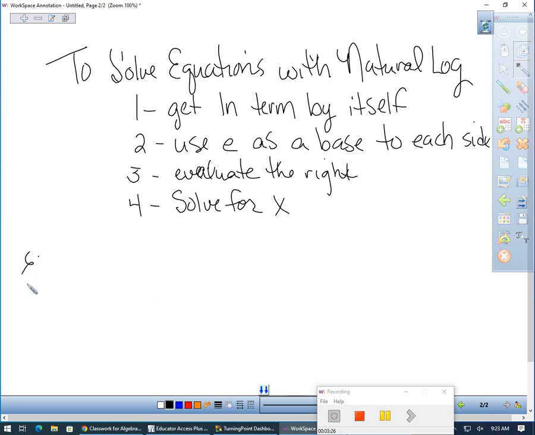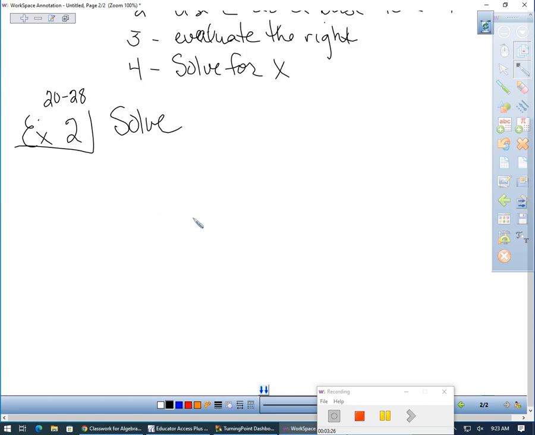All right, so here's our example number 2. I'm simply going to ask you to solve using these steps. This is what you are doing for 20 through 28 today. All right, so if I give you something that looks like this, we have the natural log of 2x equals 3. Well, first of all, the natural log term is already by itself. It's not being multiplied by anything. It's not having anything added to it. So then we can go to step 2, where we're going to use e as our base to both sides.